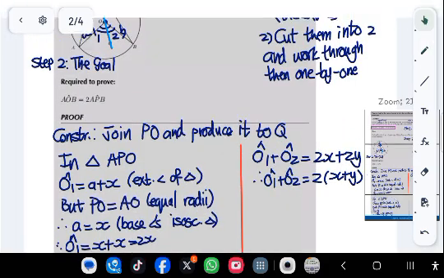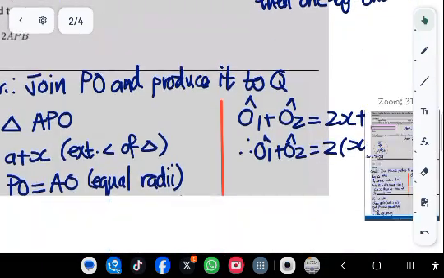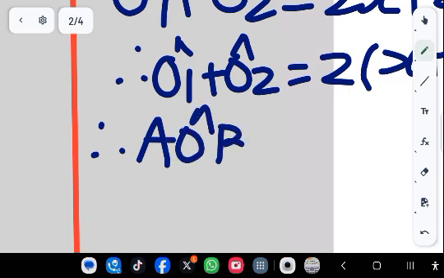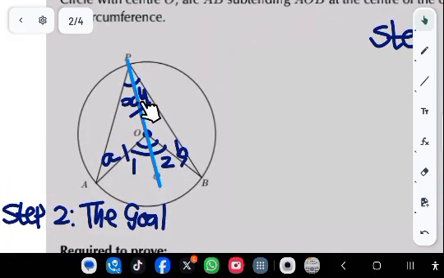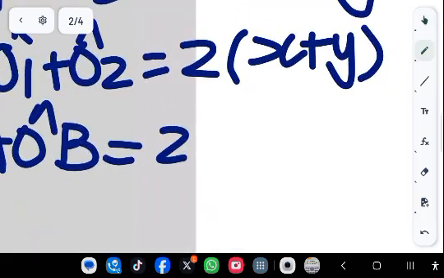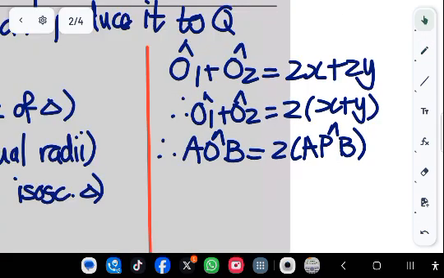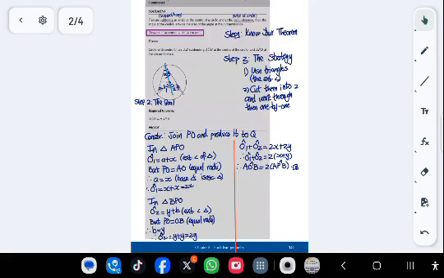But notice that angle O1 plus angle O2 is simply equal to angle AOB. Therefore, angle AOB is equal to 2 times angle X plus Y, and angle X plus Y is simply equal to angle APB. And that's how you prove it. They're proven. Easy if you ask me.